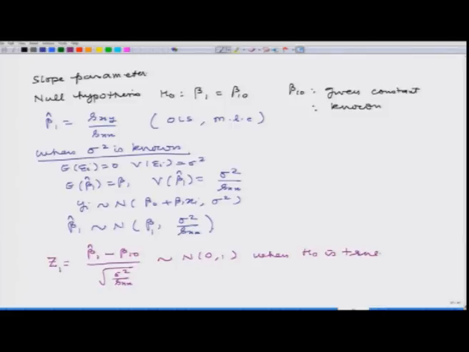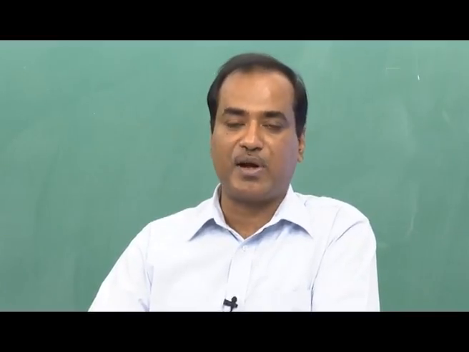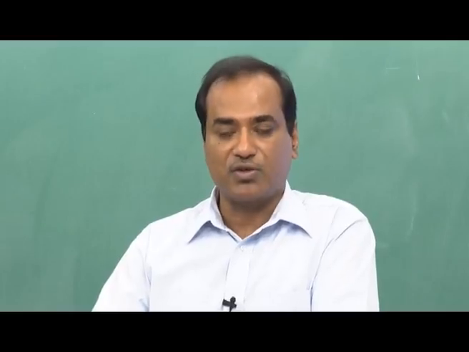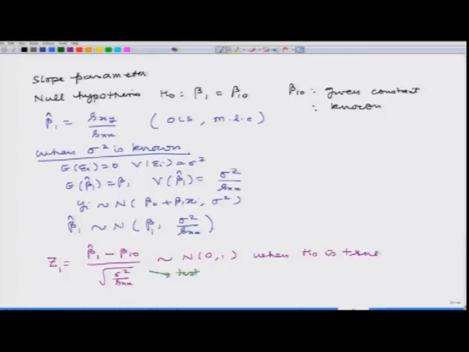Let me denote this statistic as Z1. Now Z1 is the test statistic that can be used to test the significance of the slope parameter beta 1 when sigma square is known. Right, how do we get it done?